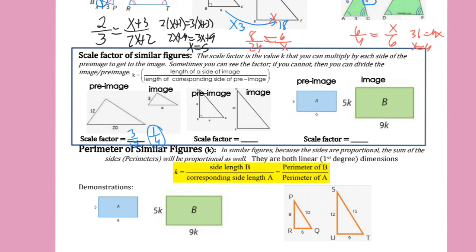So that means take every side by 1/4 and you'll get to the resultant image. Could you cross multiply and write a proportion? Of course you could. But sometimes you want to know, what is that scaling factor?